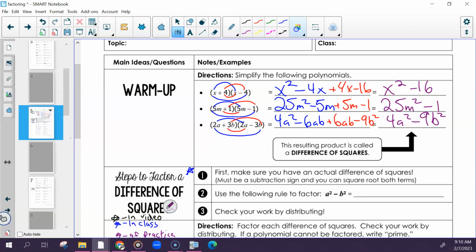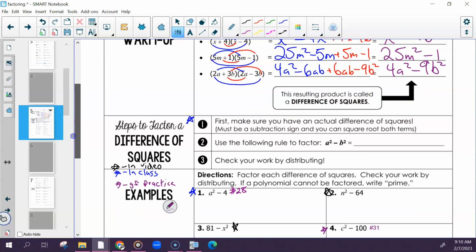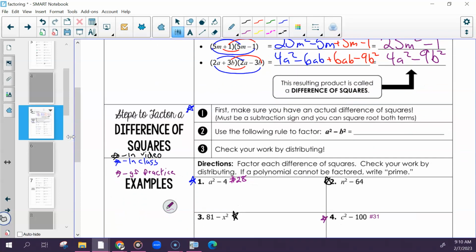Okay. So the things that we ended up with, these results, are called difference of squares because both terms are perfect squares. x squared is x times x, 16, disregard the negative, it's 4 times 4, and we're subtracting. All of these are perfect squares, and we're subtracting. So we're going to be given those to find the factors. Right? Your rules. 1, you have to make sure that your terms are actual perfect squares, and that you're subtracting. If either of those is not the case, you either need to factor out a GCF or it's prime.